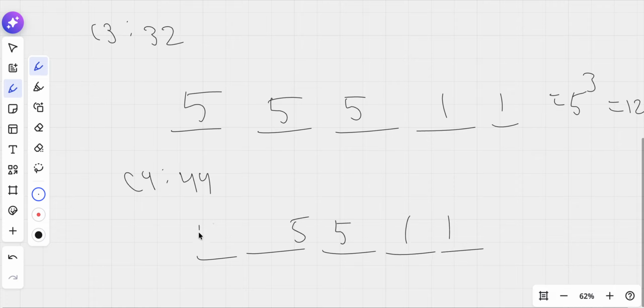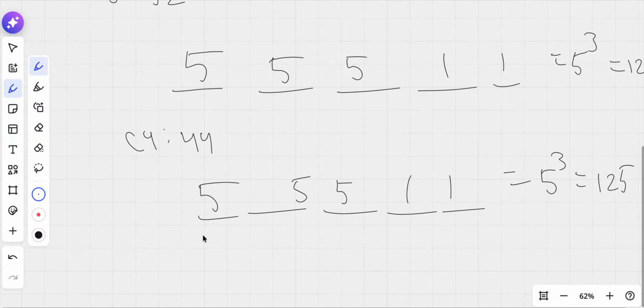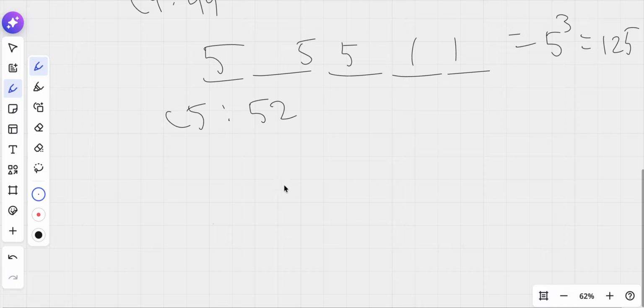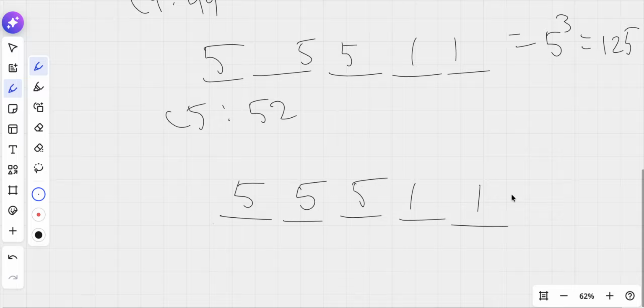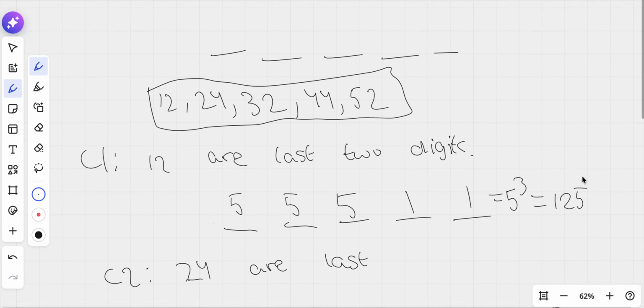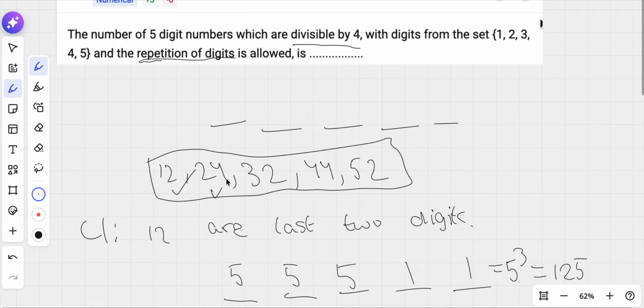Similarly here as well. This is the fourth case where the last 2 digits are 44. This is going to be 5 cube again, 125. And case 5, where 52 are the last 2 digits. If 52 are occupying these last 2 places, that is one way each. The other three places can each be done in 5 ways. This 5 cube is equal to 125. So from here we have exhausted all our cases.